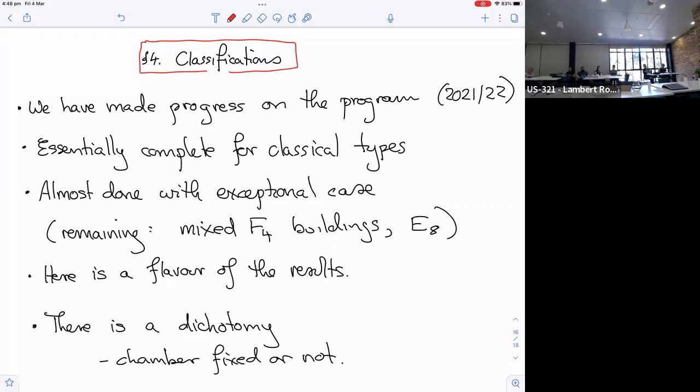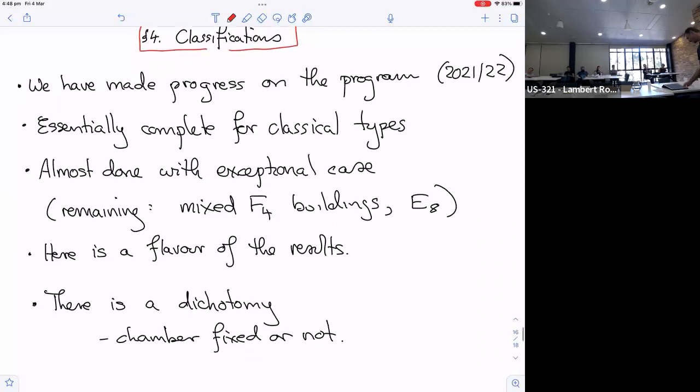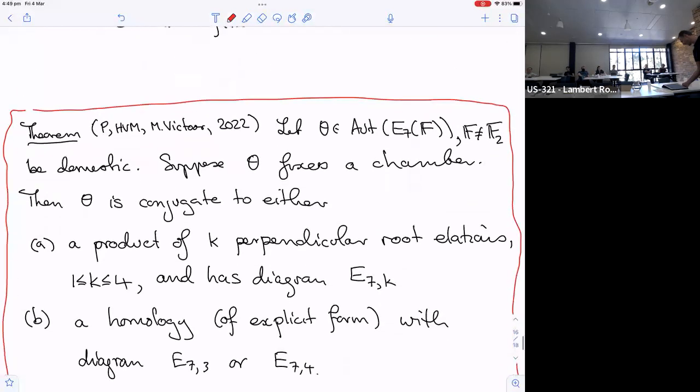And here's a flavour of the result. So this is where I'll finish after these 2 results. So first there's a dichotomy of whether it, we didn't really see it or need to make that distinction earlier, but there's a dichotomy. So you've got this domestic automorphism, so not mapping any chamber to an opposite. And it'll matter now, there'll be quite different flavours if they fix a chamber of the building, so if the fixed geometry contains a chamber, or if they fix no chamber. So it turns out to be quite different behaviour.